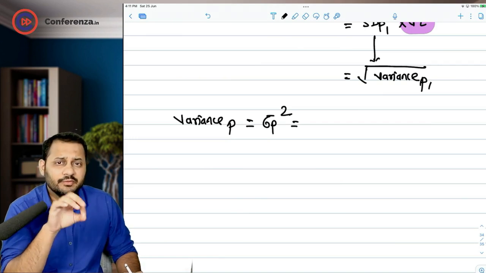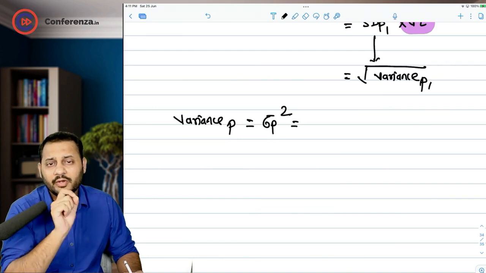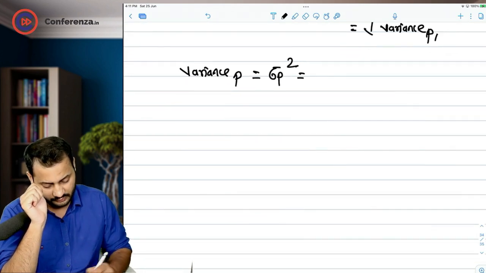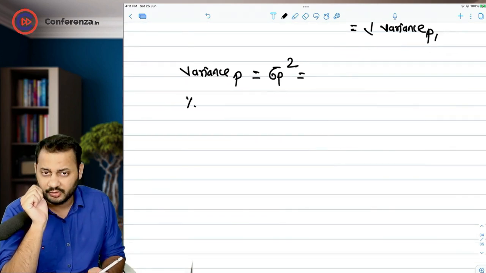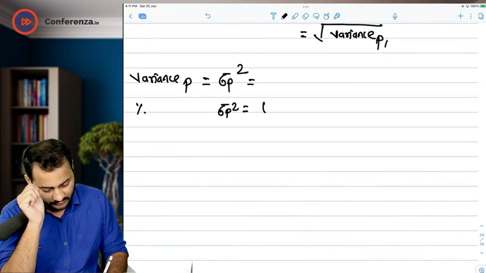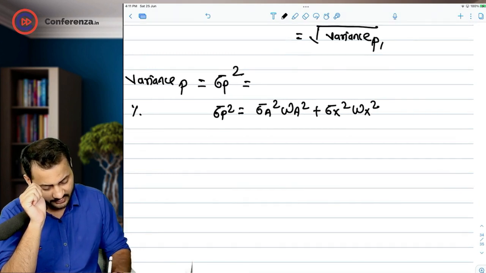In the basics before the risk management lecture, we learned how to calculate the variance of the portfolio. Now when it is calculated in terms of percentage, it was like this: standard deviation of a square, weight of a square, plus standard deviation of x square, weight of x square, plus 2 into standard deviation of a, weight of a, standard deviation of x, weight of x.